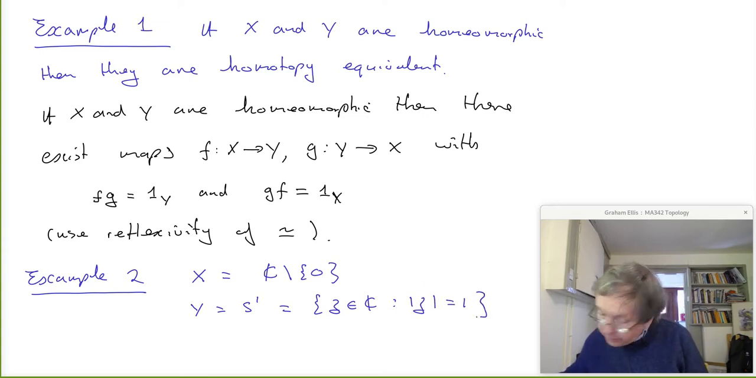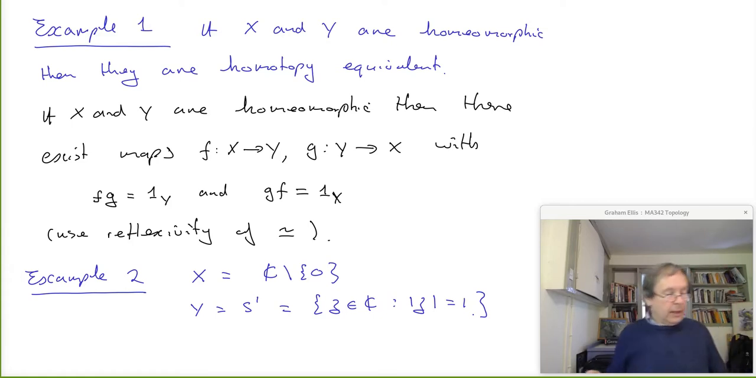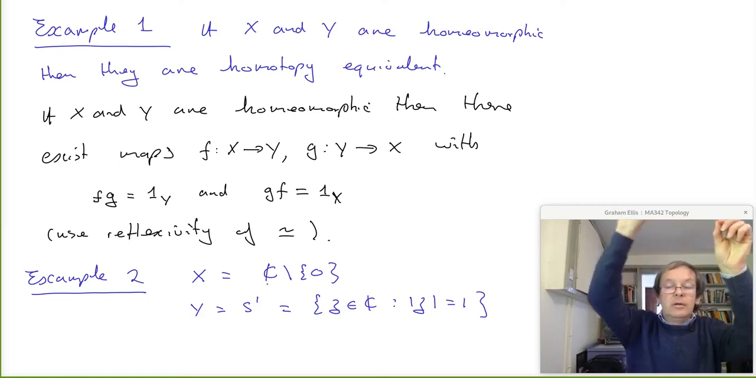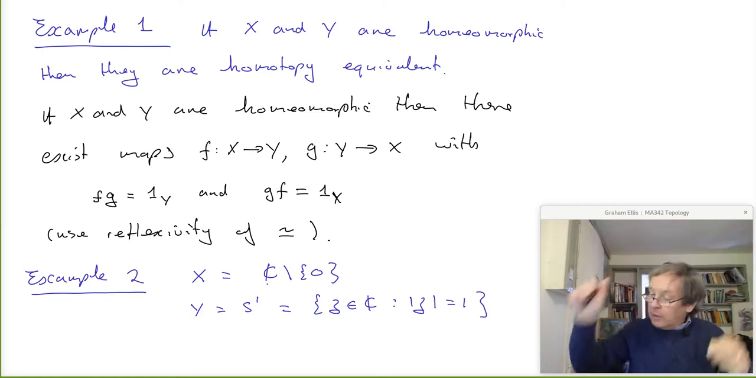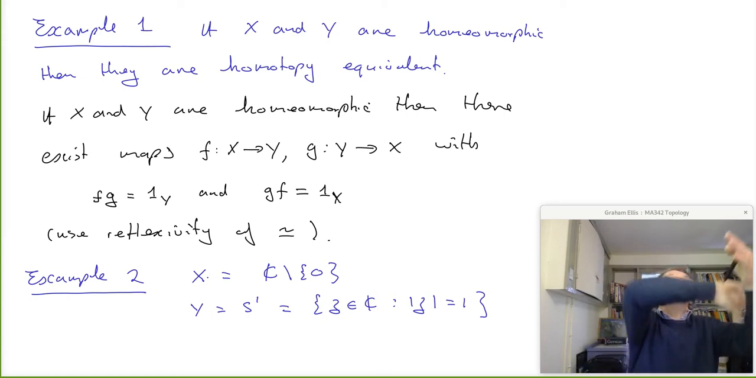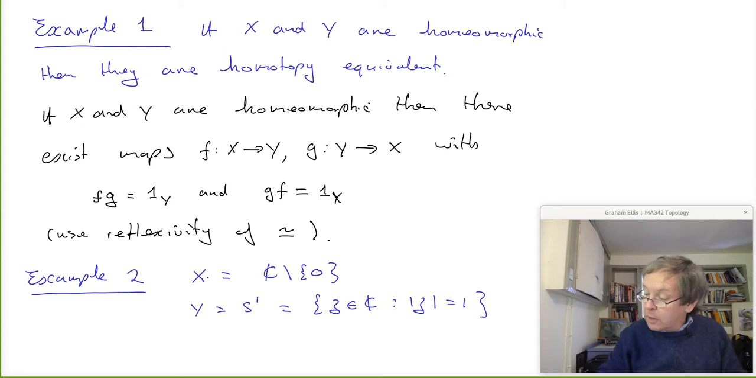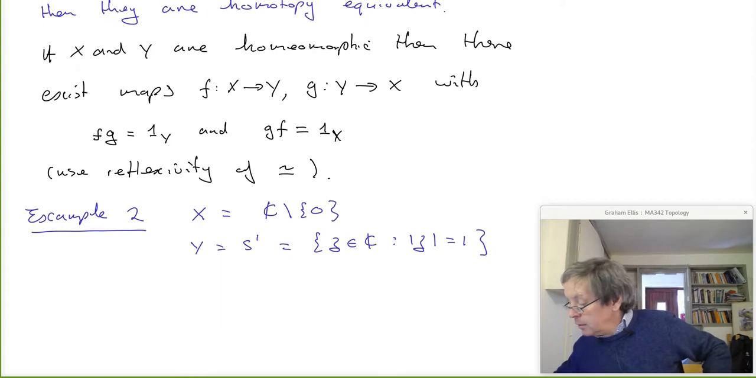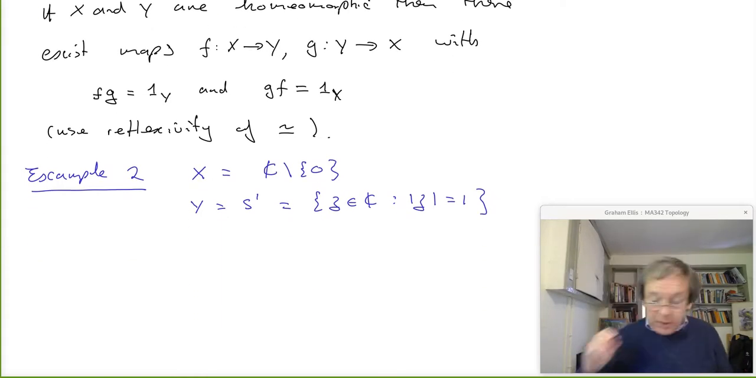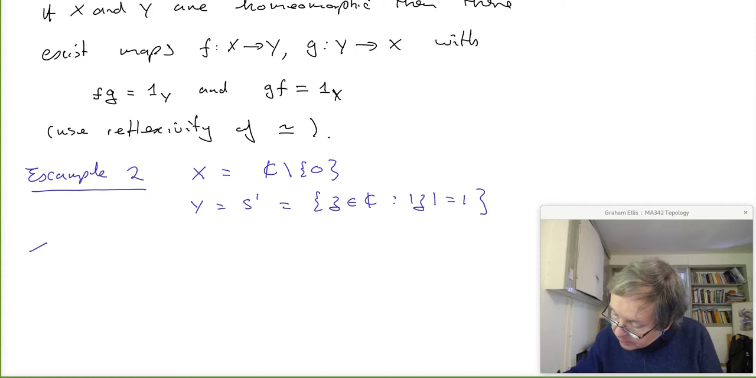So it's a circle. And these two spaces are quite different. They're not homeomorphic. One is just a circle, a one-dimensional circle. The other, X, is a whole two-dimensional plane minus a pinprick in the middle. You've just taken one point out. But they're actually homotopy equivalent. And so let's just see that. So these spaces X, Y are homotopy equivalent.